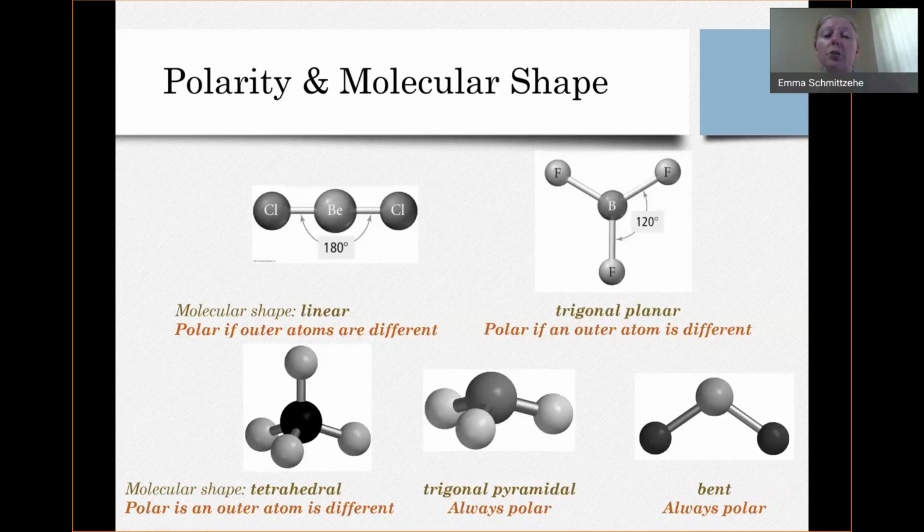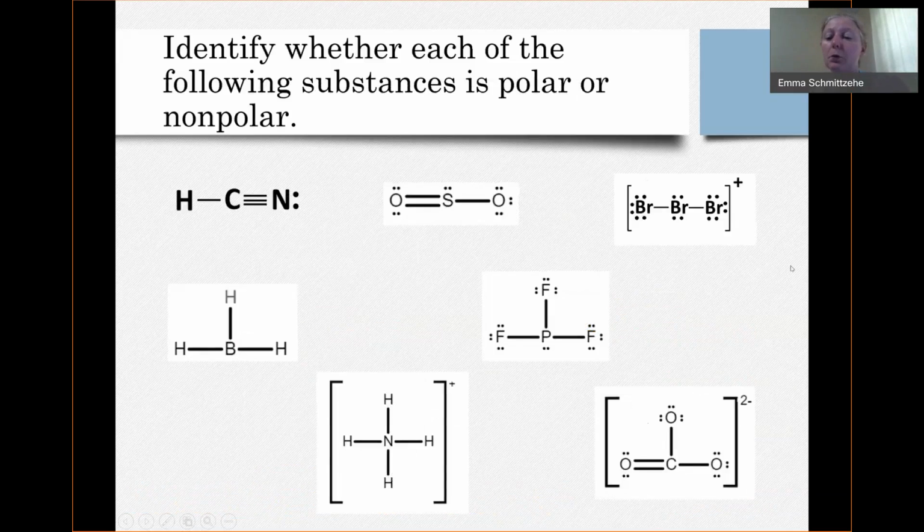Okay, the others are where it's tricky. You just have to focus on, is everything on the outside the same? If so, it's nonpolar. Or do I have some different elements on the outside? Then it's polar. Okay, so let's look at some examples.